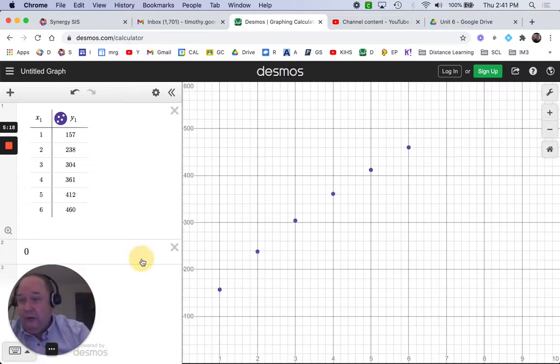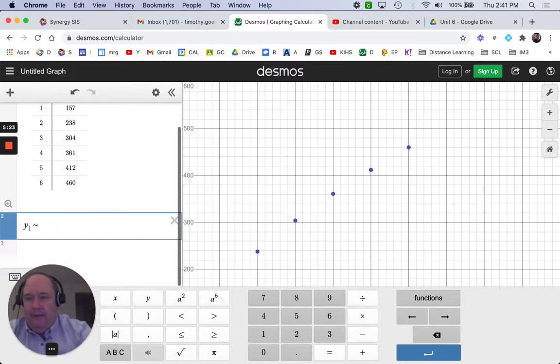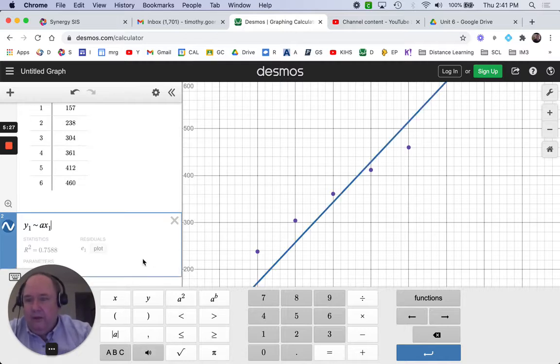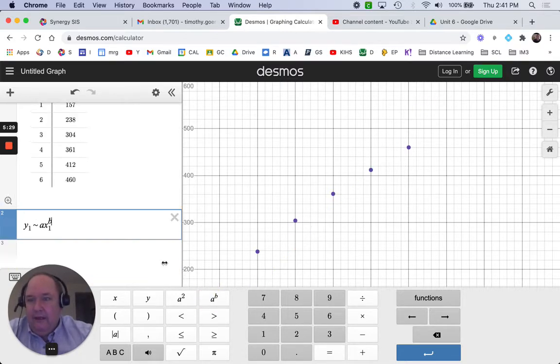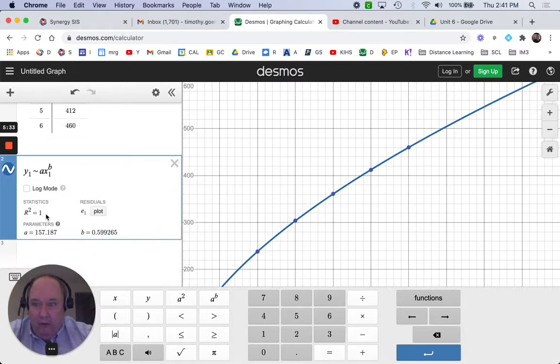So now let's do a regression. So y1 and that sideways whatever, a x1 to the exponent b, and then look and see, again, what a great r squared value. Can't get better than positive 1. There it is. So I'm going to use a. I'm going to write it down. So a is 157, and then the exponent is 0.6. So what a great model for what's happening.